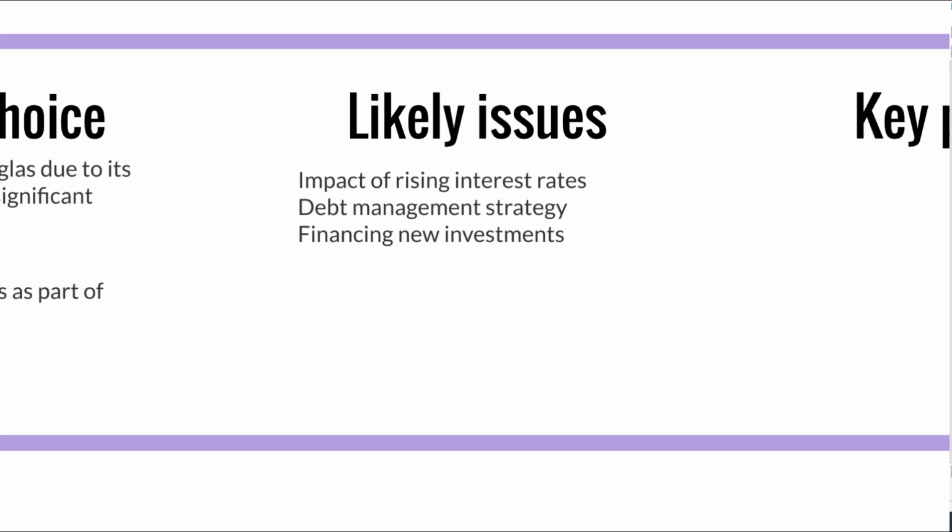The second one is a debt management strategy. So basically exploring strategies for managing or refinancing existing debt to improve Shinyglas's stability in order to reduce costs as well. And also, as we've briefly touched upon, financing new investments. So you may be asked to evaluate financing options for new projects, raising additional debt, equity, or thinking about other financing options. Okay, so we've got likely issues.